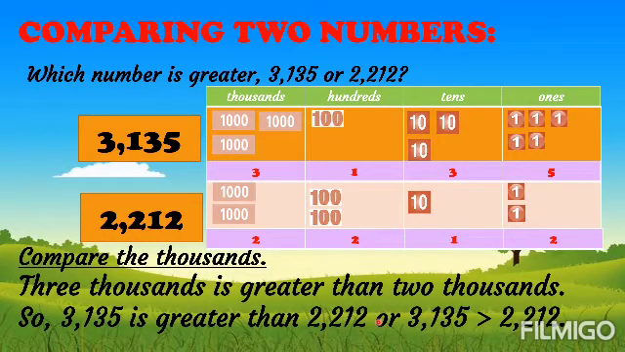2,212. Again, I said when we compare numbers, we compare first the highest place value. And the highest place values, class, are the 3 and 2. So you just compare the two numbers. Ignore the hundreds, the tens, and the ones since both numbers have a thousands place. So the answer here is 3,135 is greater than 2,212.